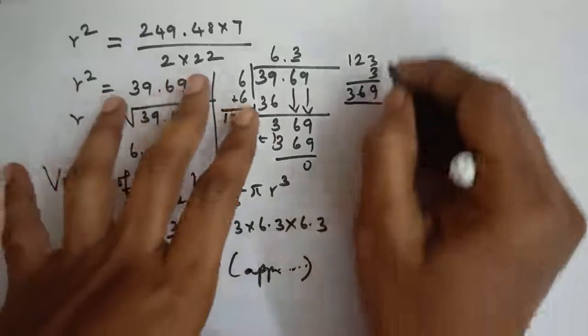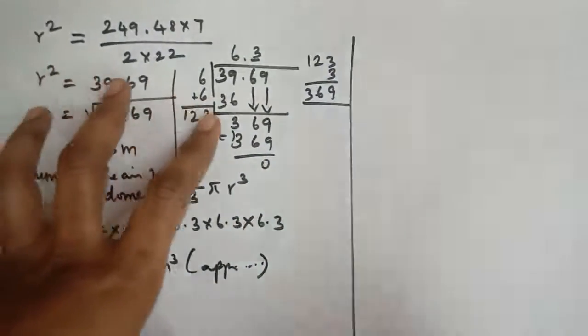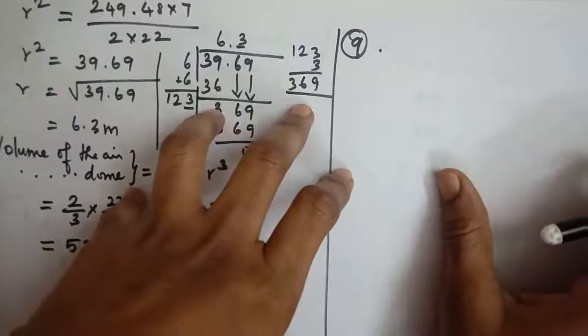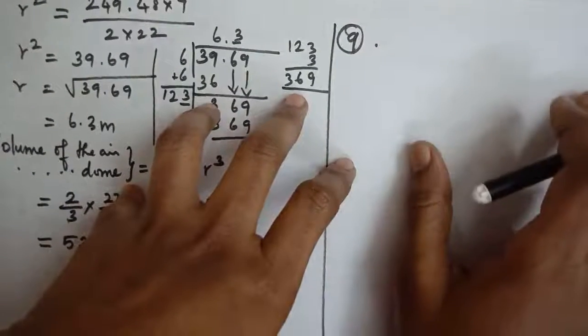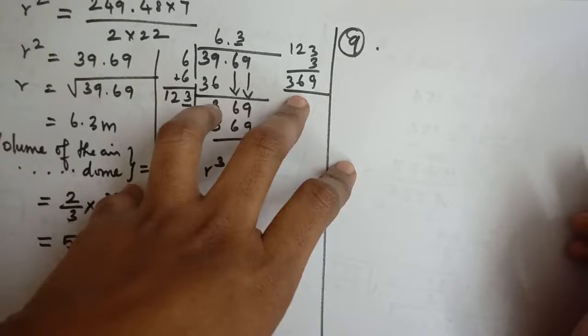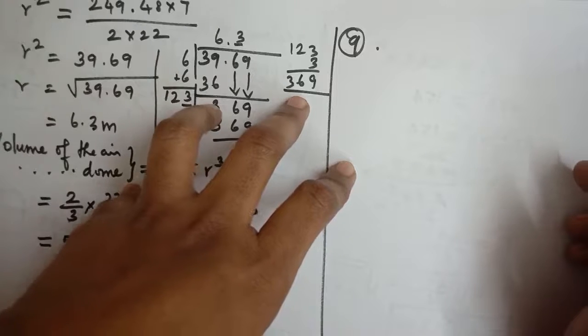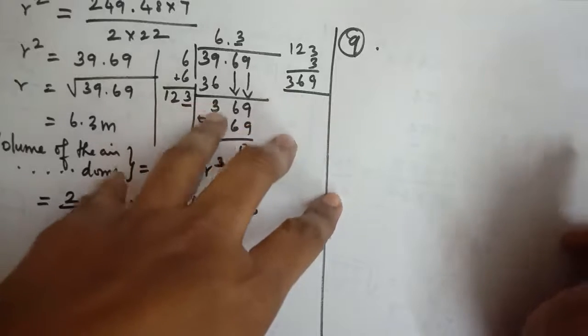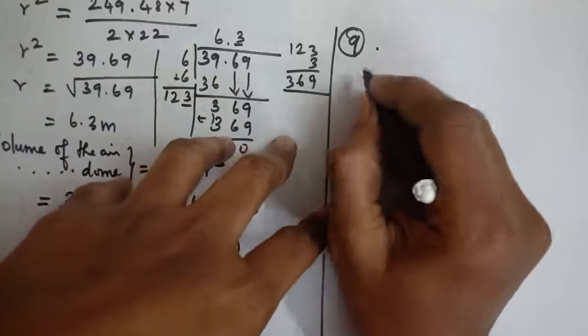Then listen students, this is the final question, the ninth question. 27 solid iron spheres, each of radius r and surface area S, are melted to form a sphere with surface area S dash. Find the radius r dash of the new sphere, and the ratio of S and S dash. Okay, this is the question. Students, listen.